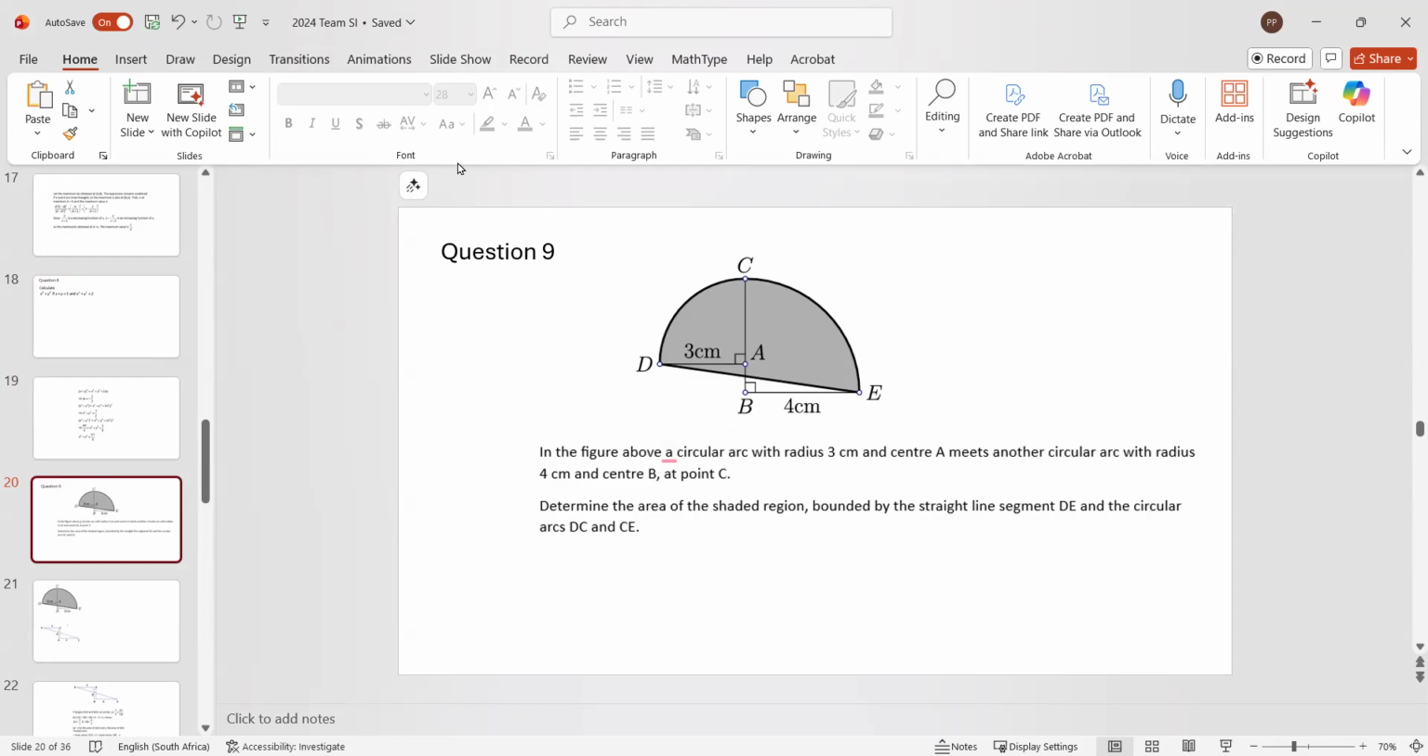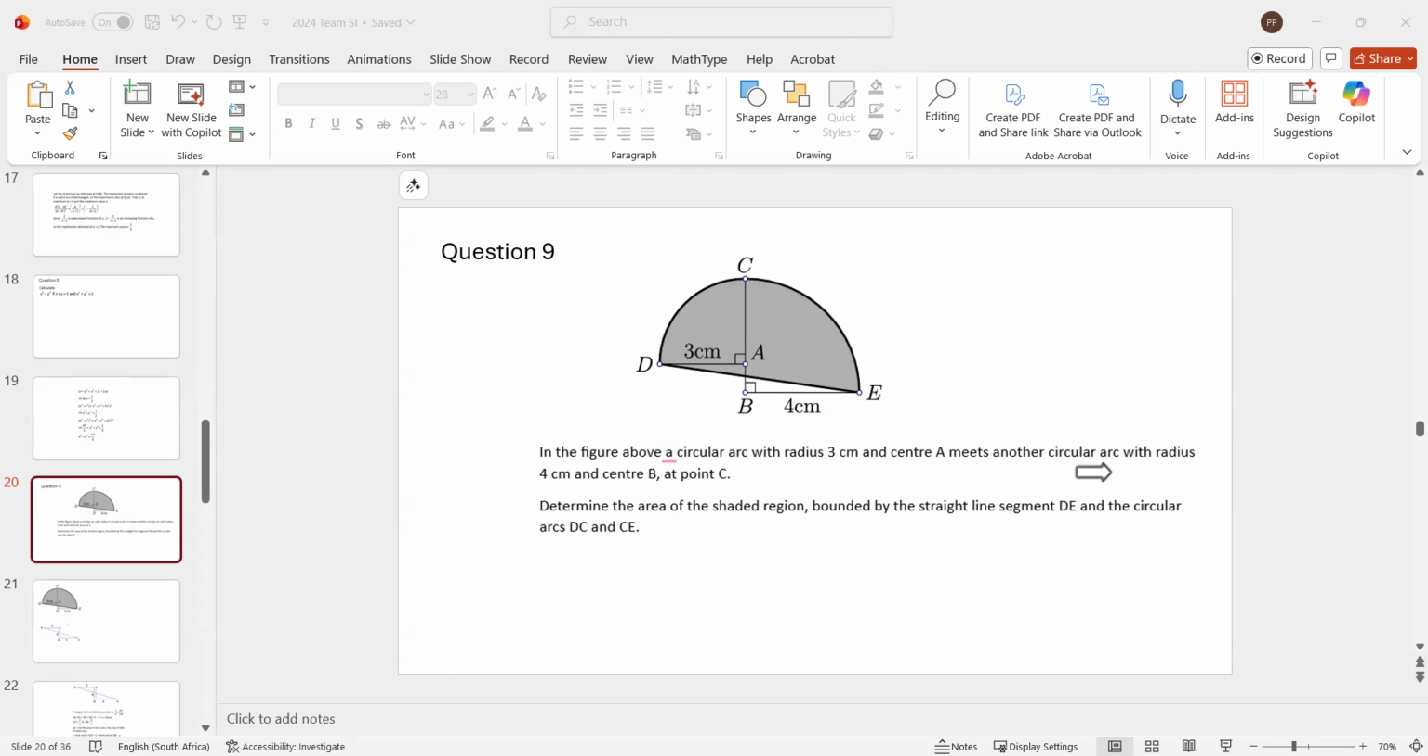So what's given here? Question 9. What is given here is that in the figure above, a circular arc with radius 3. So there is an arc here. The radius is 3. So you're talking about the center to be A. So you got an arc which is center A and radius 3. So it stops here, right? At the North Pole.